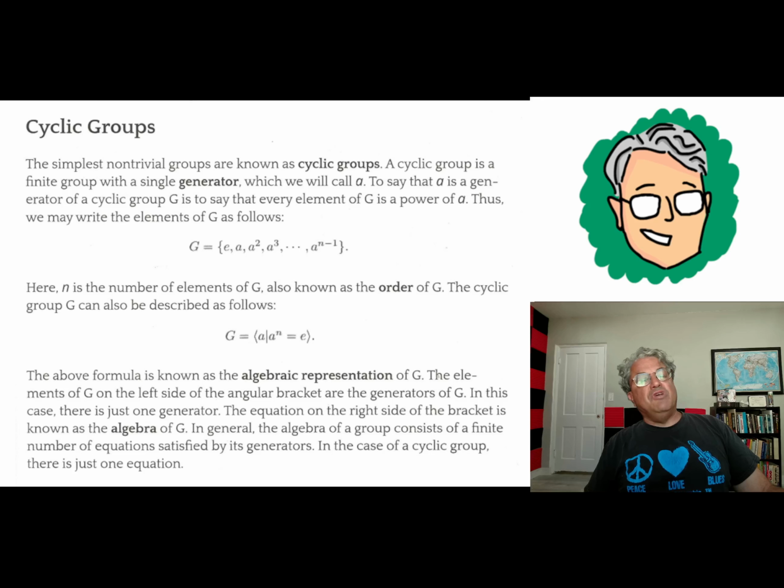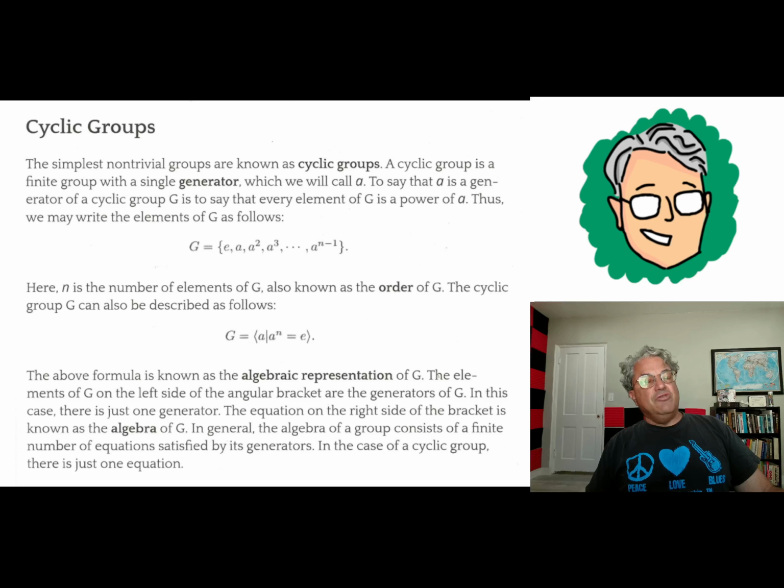A more compact way to write that is with what we call algebraic notation. So when we write an algebraic notation of a group, we always put the generators on the left. We use these angular brackets instead of the curly brackets, which we use for a set. So on the left, we put the list of generators of your group. And one feature of a cyclic group is they have a single generator. As a matter of fact, that's a definition of a cyclic group. A cyclic group is a group with only one generator, which we usually call a.